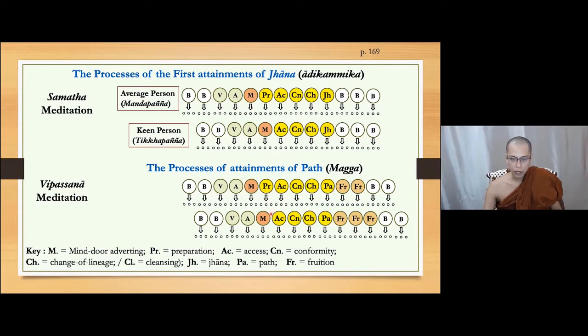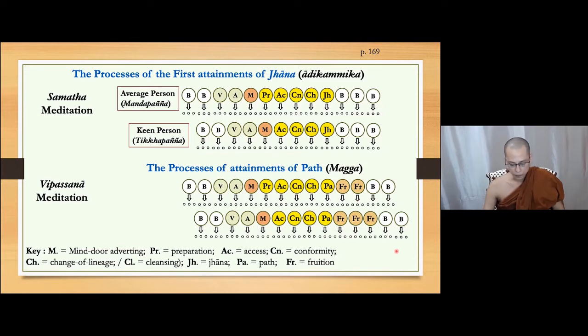by the absence of the preparation moment, in order to complete the seven moments of jhana, starting from the access moment, the fruition moment is extended to three times. So with the preparation moment, the fruition moment is only two times. Without the preparation moment, the fruition moment becomes three times. In this way, the jhana becomes seven times.